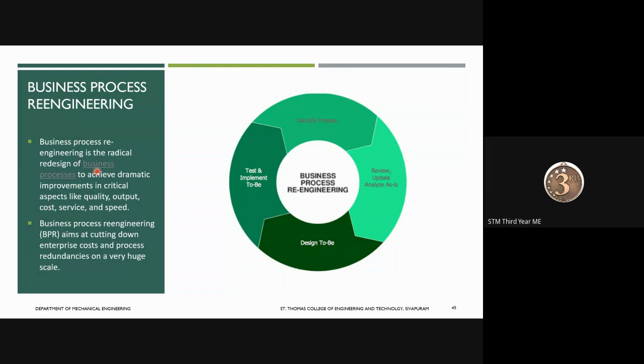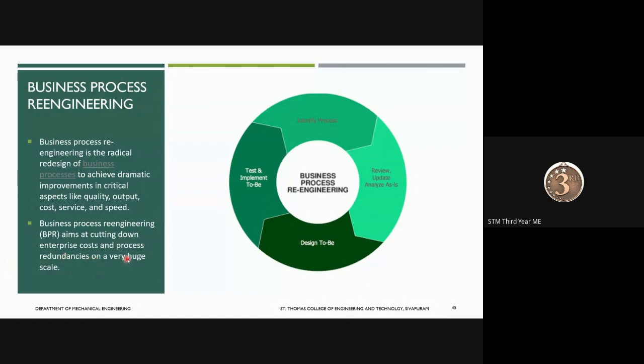Next, business process re-engineering aims at cutting down enterprise cost and process redundancies on a huge scale. So we are lessening the cost that is being incurred, and also the processes that are redundant, in the sense we are simplifying it and reducing the waste processes. Some processes may be repeated, or some processes may not be necessary for completion of that product. Such processes are cut down. If you are cutting them down, it is called redundancies, and on a very huge scale.